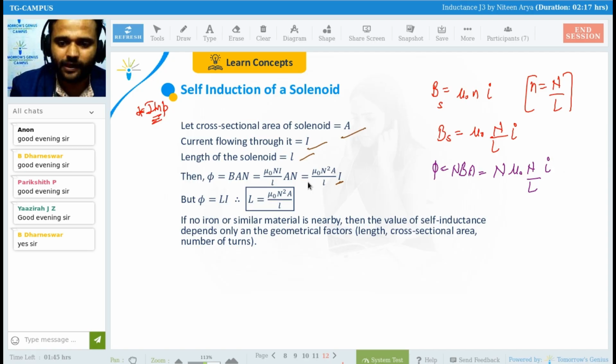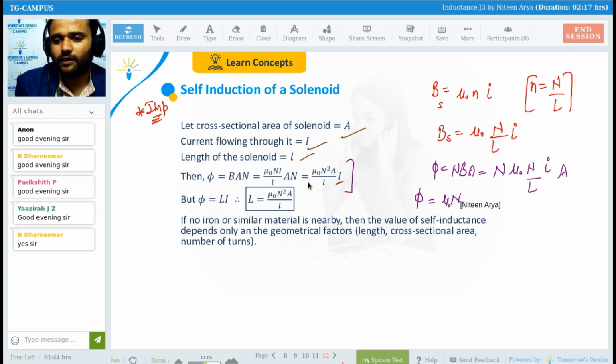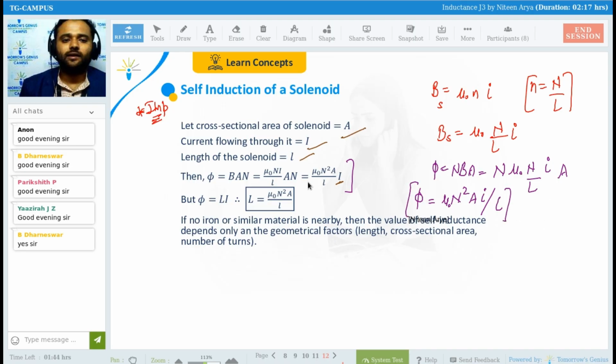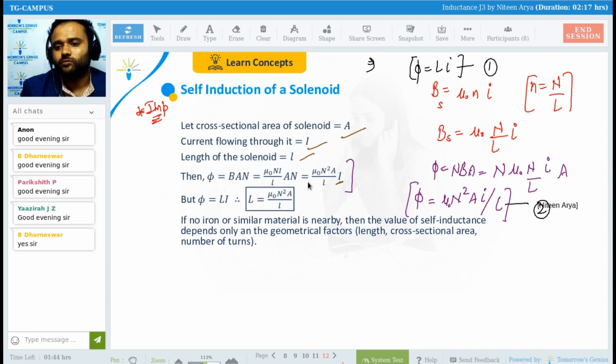So just putting down A here, I can get phi directly. Phi equals mu naught N square A I upon L, or capital L, because I picked capital L since the beginning. From this there is one relation, and I also know there is another relation. What relation? Phi equals L i. So now this is my equation number 1, and this is my equation number 2.